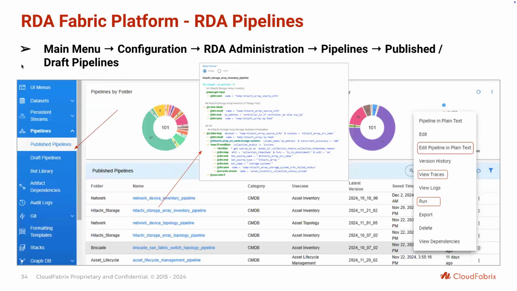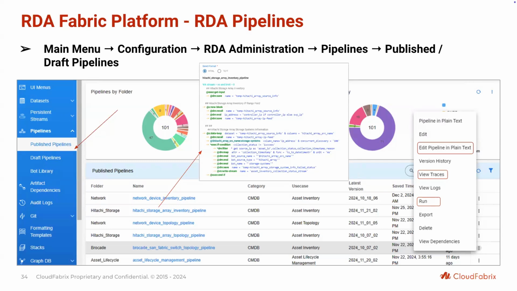So how are these pipelines managed and administered? Within our platform UI, when you go to main menu under configuration, RDA administration, you have pipelines. You have both draft pipelines and published pipelines. Draft pipelines are used primarily during the development phase. Once validated, tested, and verified, they will be promoted to published pipelines. Published pipelines are meant for production consumption.